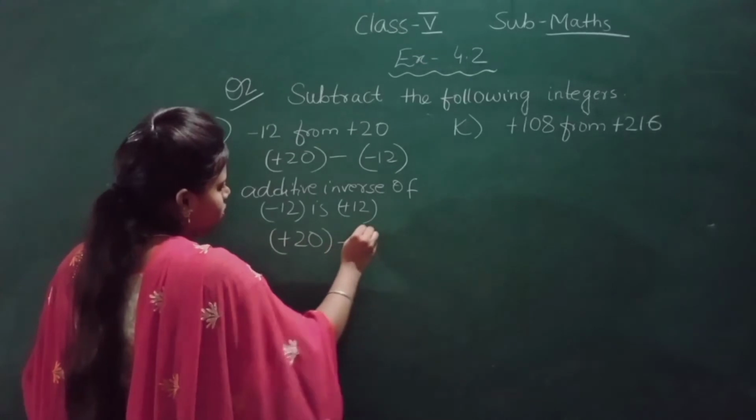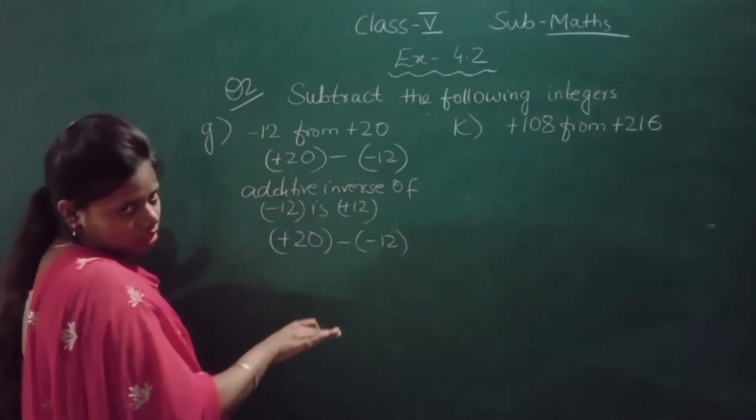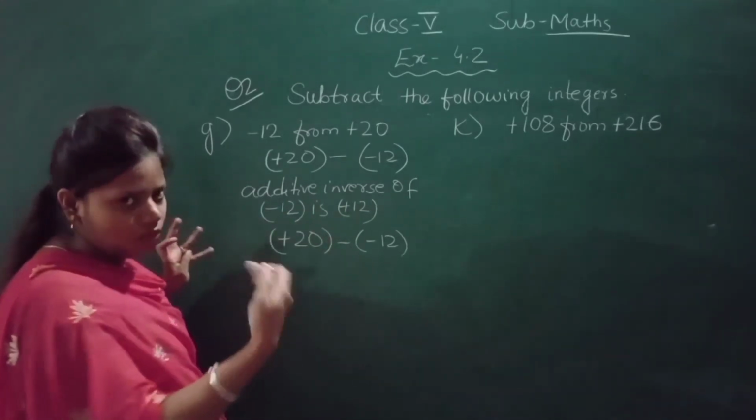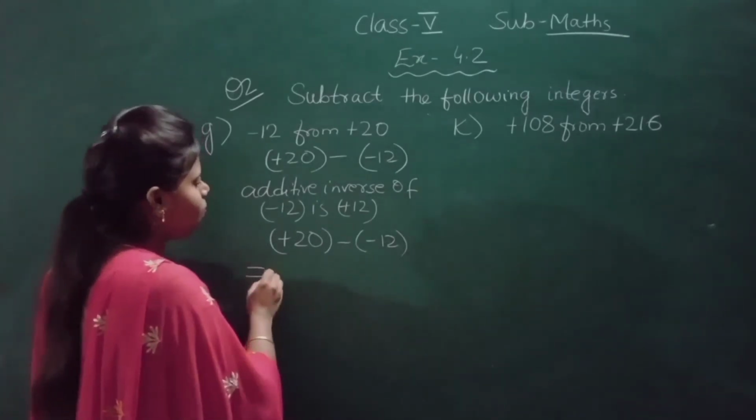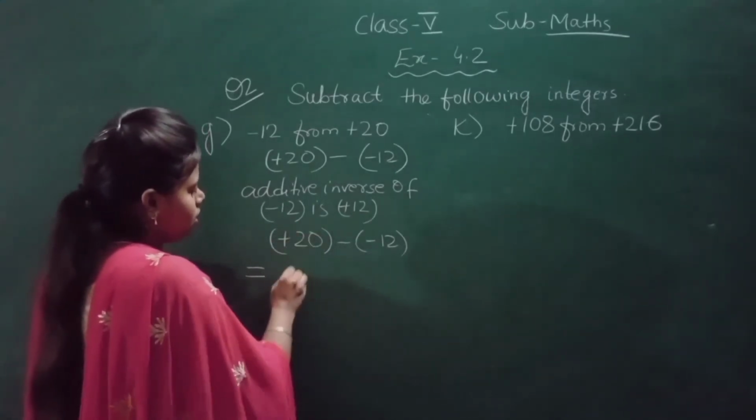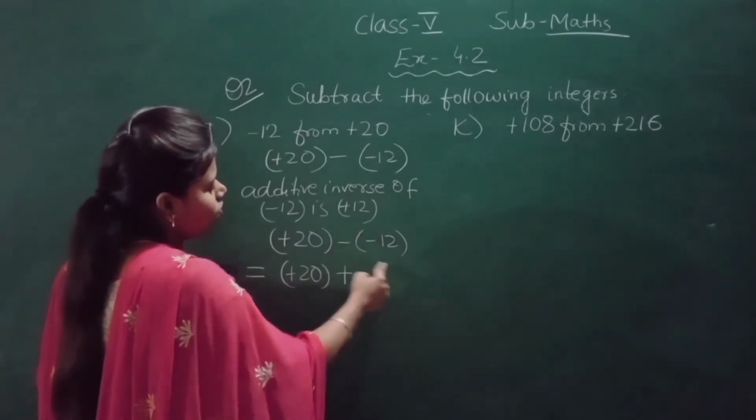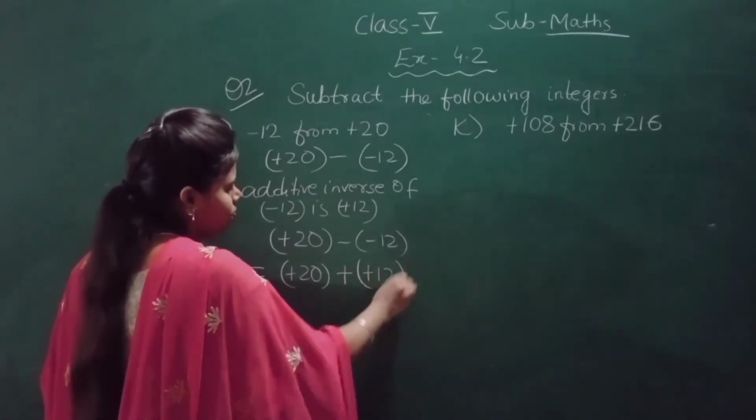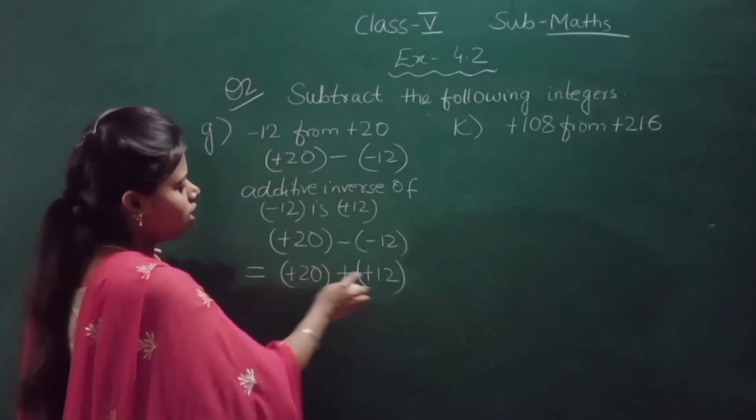Okay. Just to make you understand clearly, I am writing step by step, so that you will understand clearly. If you are not understanding, see the video again and again, you will understand. Okay. So what we have to do? You have to copy the same number, that is plus 20, minus, we will write plus, and then we will write the additive inverse of minus 12. It is plus 12. Okay. Now you can see here that both the signs are the same, plus plus.